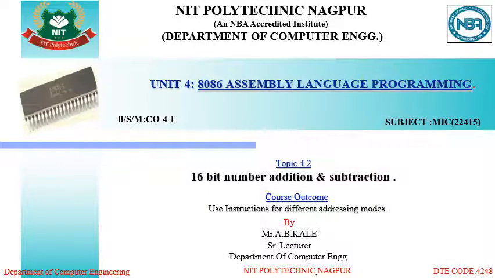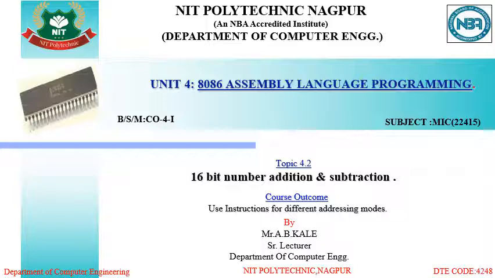Hello students, welcome to this video series of subject microprocessor. So we are in the fourth unit, that is 8086 assembly language programming. Today our topic is to perform assembly language program of 16-bit number addition and subtraction. That is, we have to perform the addition of two 16-bit numbers and subtraction of two 16-bit numbers.